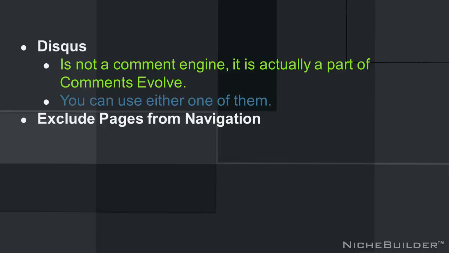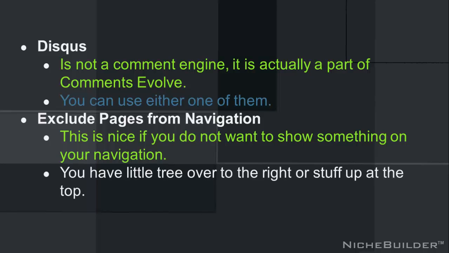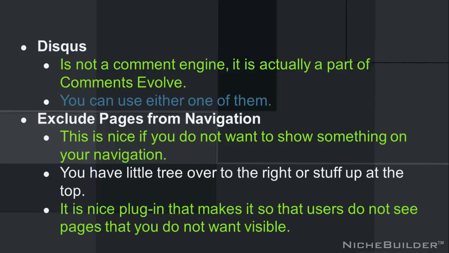Then we'll talk about Exclude Pages from Navigation. This is nice if you don't want to show something on your navigation. You have your little tree over to the right, or you have stuff up at the top. It's just a nice plugin that makes it so that users don't see pages that you don't want visible.